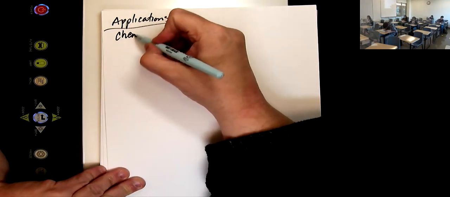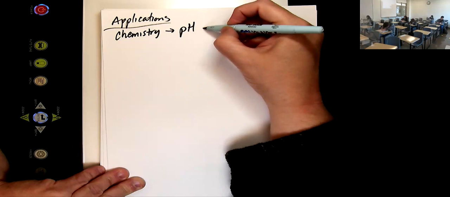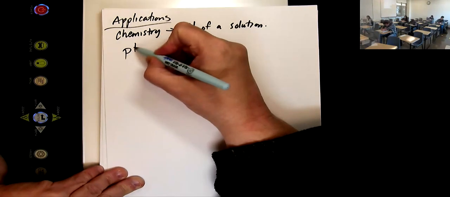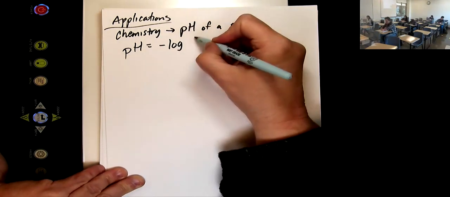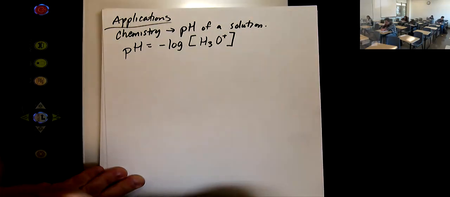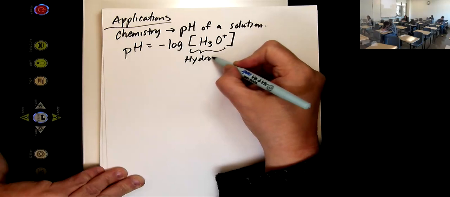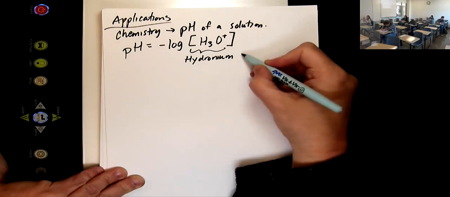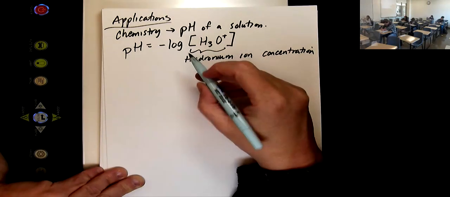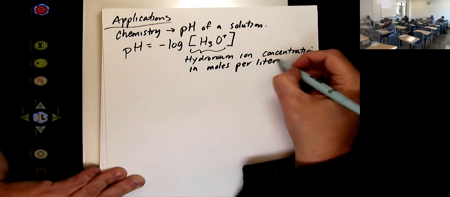Chemistry, our pH system. The pH of a solution. pH is the negative log of H3O plus. Sorry, hydronium ion concentration. It's not molecules. It's in moles per liter. That's some chemistry right there for you.